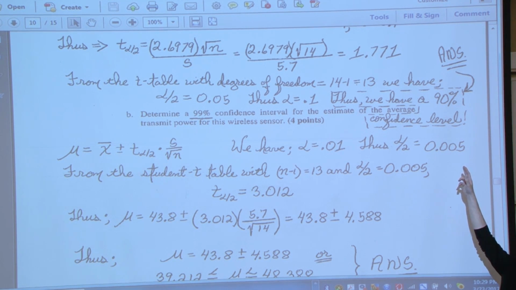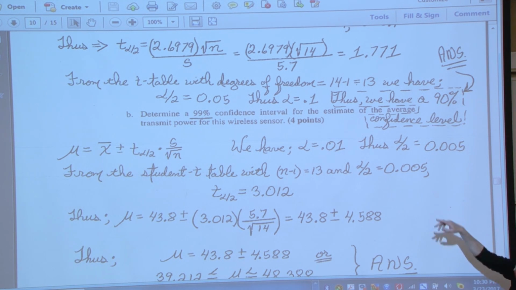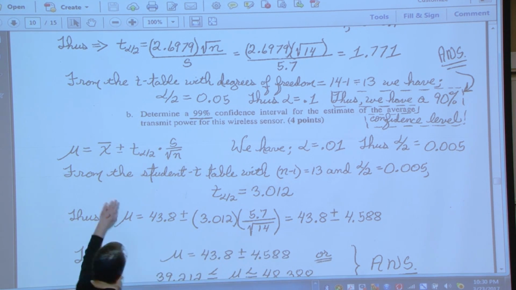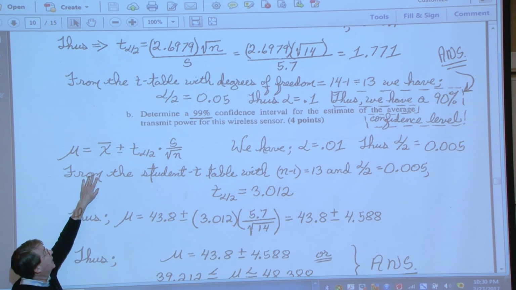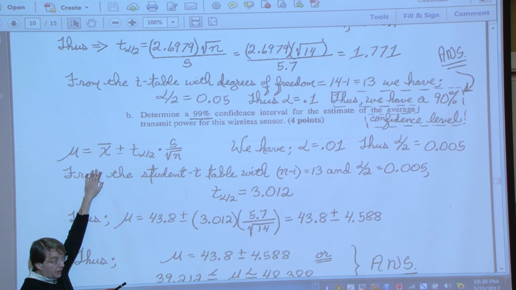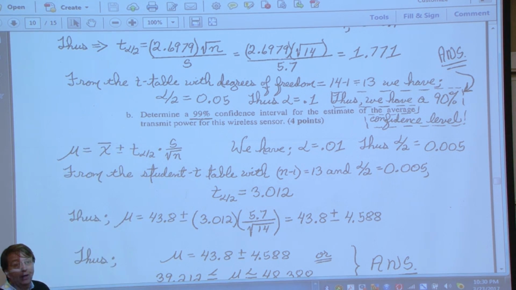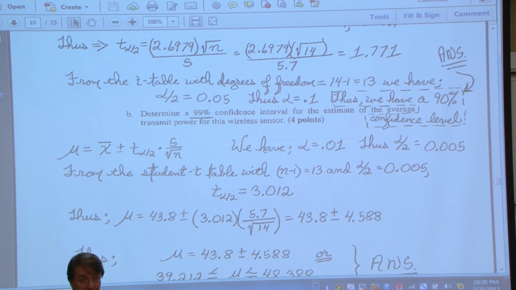Last problem. Another 90 seconds, 2 minutes max, we're out. Okay, determine a 99% confidence interval. This is an easy problem. A 99% confidence interval. This is the formula. I'm reminded of my colleague's question. Will we have this formula on the exam sheet? Absolutely.